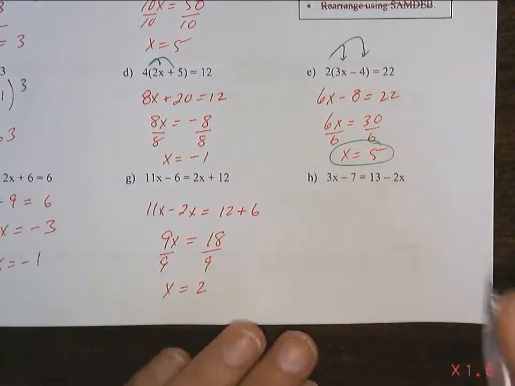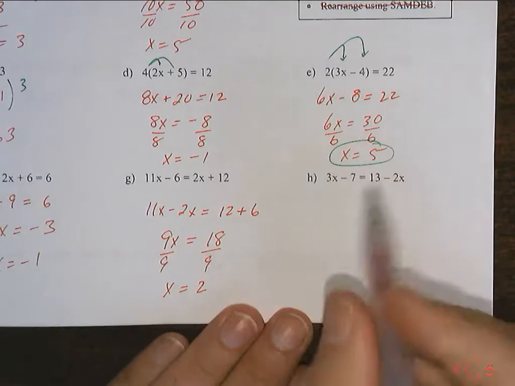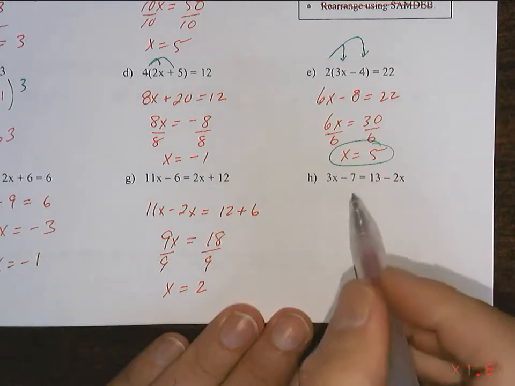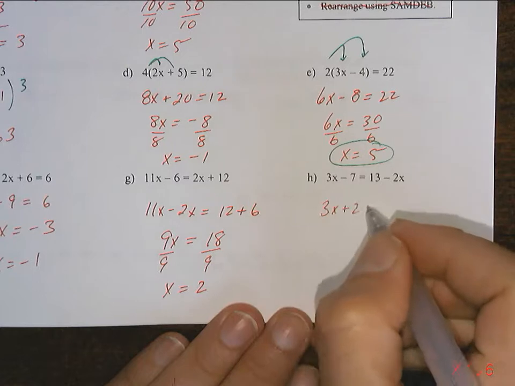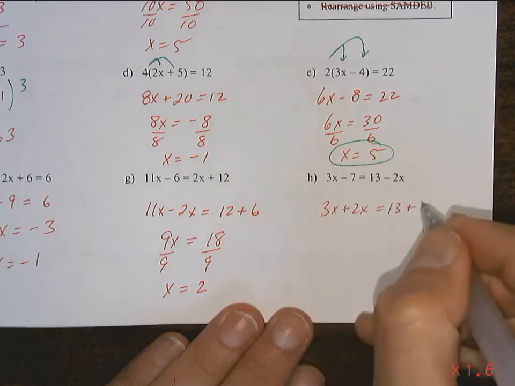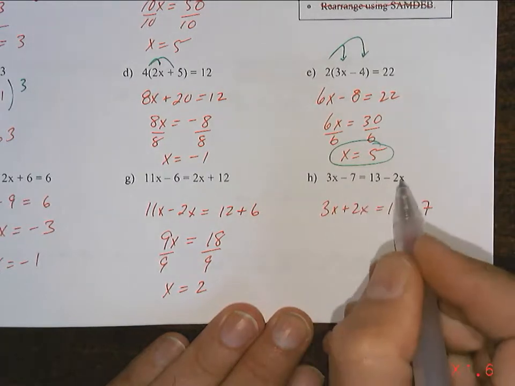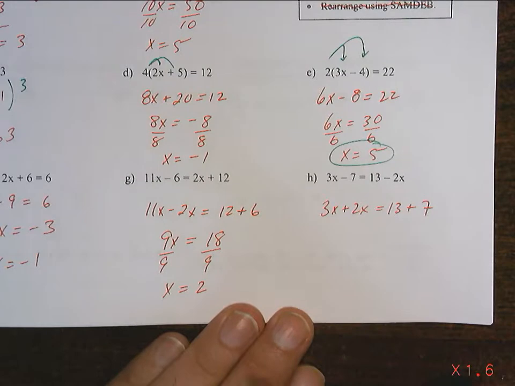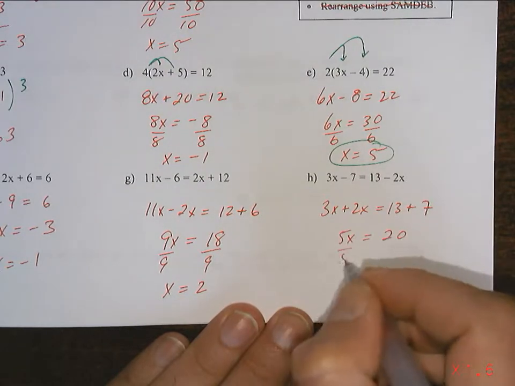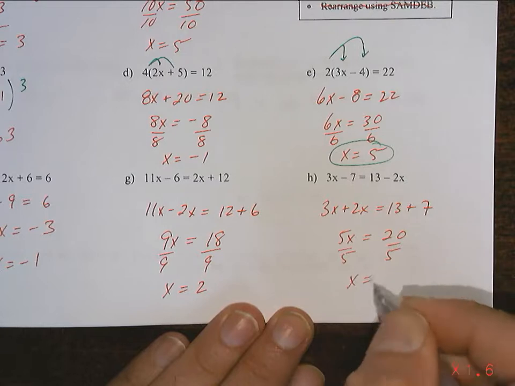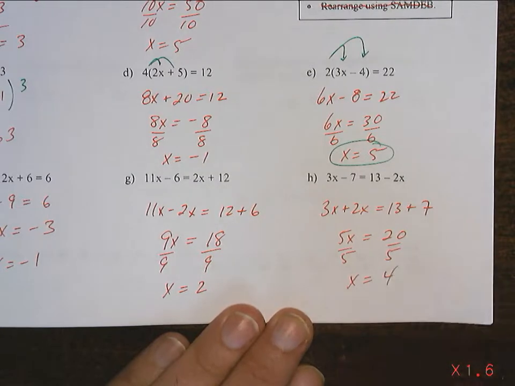Same sort of things happening here. I want all my variables on one side, and it's convenient if I put them on the left-hand side. So it's going to be 3x plus 2x equals 13 plus 7. So I moved the 7 over to this side and the negative 2x over to this side, which is going to give me 5x equals 20. We're going to divide both sides by 5, and we're going to get x equals 4.